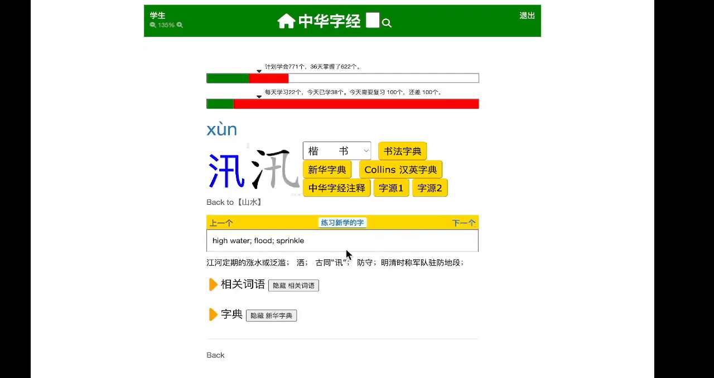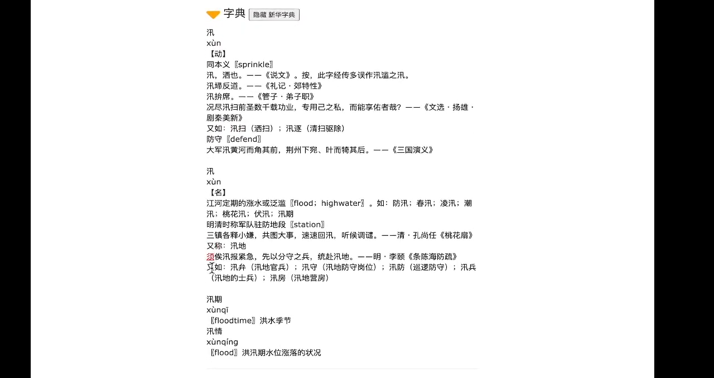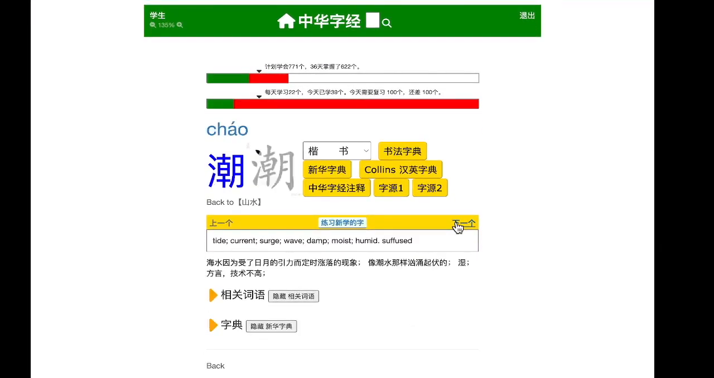Xun again refers to floods, high water. It can also mean sprinkle. That was its original meaning. So you would say flood time, like the flooding season, you'd call 汛期. 汛情 is what you'd call the flood itself, like the flood event.